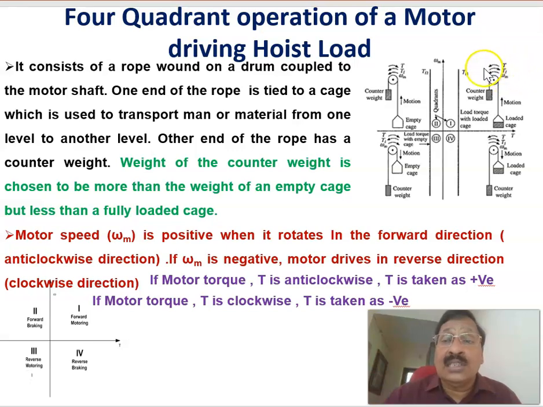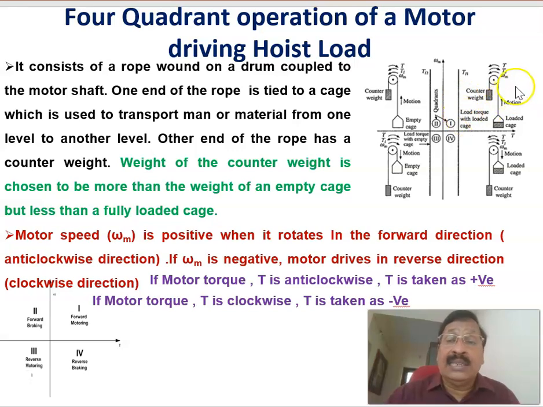Torque anti-clockwise is positive. Torque clockwise is negative. That is the way in which we fix the polarity of torque and omega m. Therefore, first quadrant operation, second quadrant operation, third quadrant operation, and fourth quadrant operation depend upon the polarity of the torque as well as omega m.